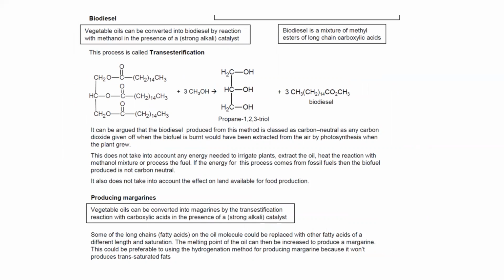Then, what is the meaning of transesterification? Normally, vegetable oil can be converted into biodiesel by reacting with methanol in the presence of a strong alkali acting as a catalyst, and this process is known as transesterification. It means one ester is converted into another ester. We call that transesterification.